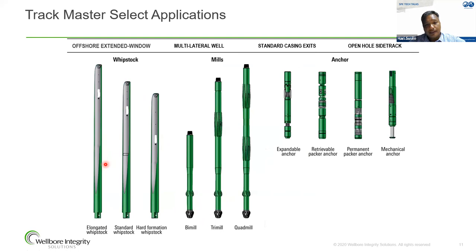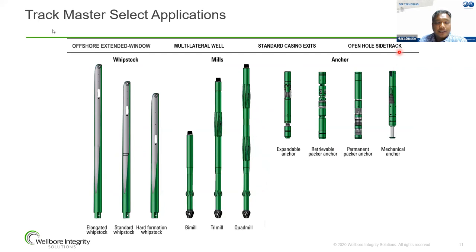Then just recently, over a year and a half ago, we launched the quad mill, or what we call the elongated whipstock, which is the longest whipstock in the market, I believe. It consists of four milling assemblies. It will create the smoothest dog legs ever, because it's very long. The top one basically elongates the top of the window.